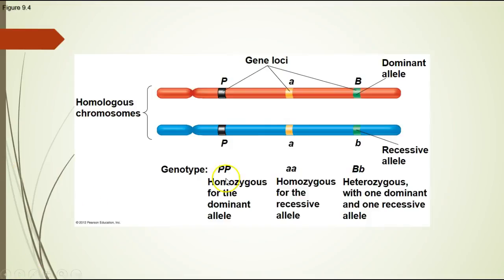Here we have 2 homologous chromosomes. There are 3 alleles that we see on each one. The gene loci are here, here, and here. When you look at both chromosomes, you can tell that this individual is homozygous dominant for the P gene, homozygous recessive for the A gene, and heterozygous for the B gene, whatever it happens to be.